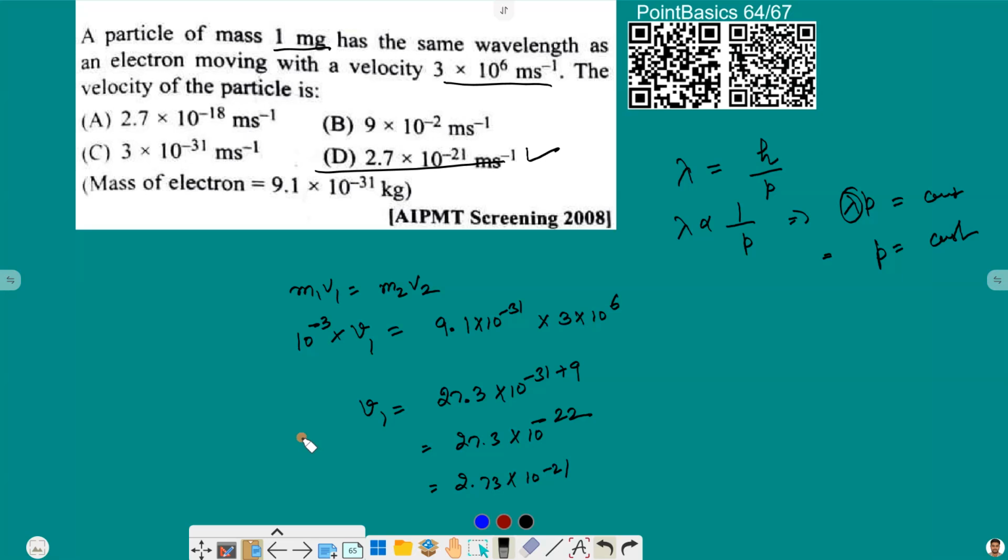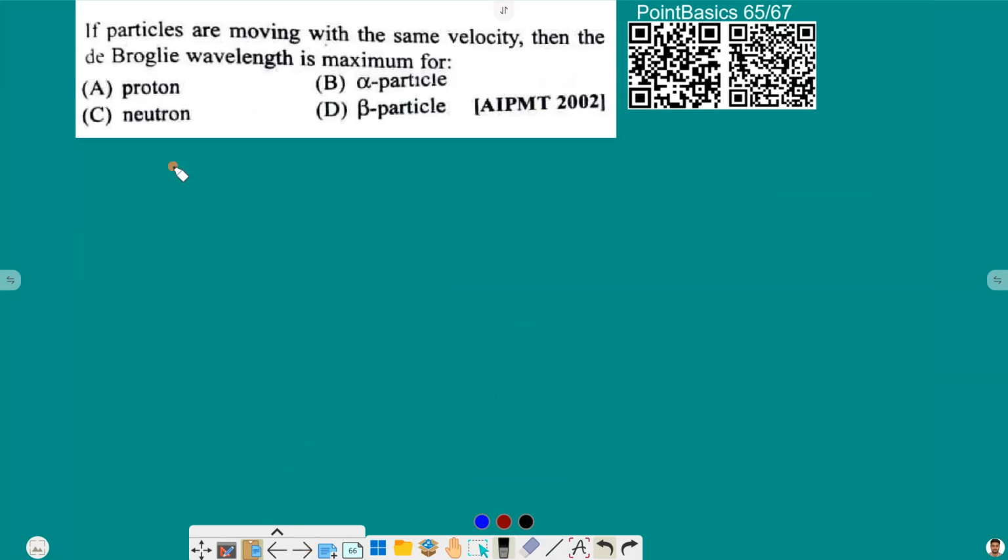Now moving ahead, if the particles are moving with the same velocity, then the de Broglie wavelength is maximum for which? So we know that lambda is equal to h by mv. Now h is constant, velocity is constant, mass will be different for each, and as we know, lambda is inversely proportional to mass. So for maximum de Broglie wavelength, mass has to be the lowest, and that is possible for beta particles, as beta particles are basically electrons, and electrons have the lowest mass.